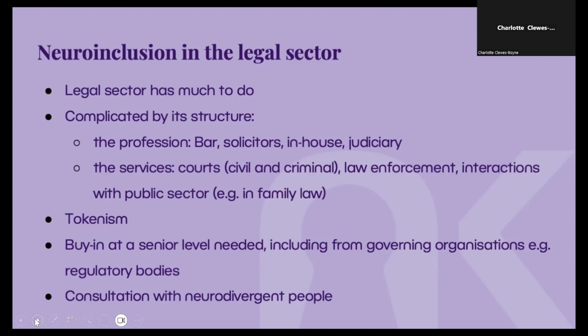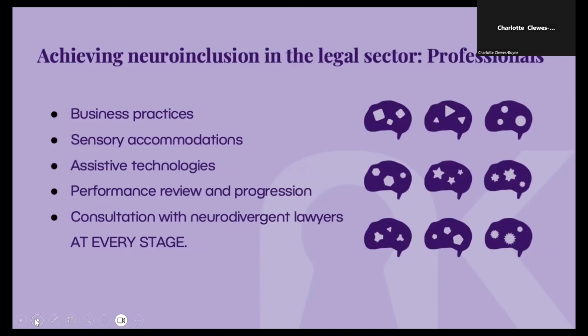So in order to address neuro-inclusion in the legal sector, there needs to be buy-in at a senior level to promote change throughout the industry. Change, especially cultural change, has to come from the top down. And this includes action and enforcement from governing organisations such as regulatory bodies. And there also needs to be consultation with neurodivergent people at all levels, as we've emphasised so far throughout these slides. And in terms of more practical steps that we can take to achieve neuro-inclusion in the legal sector, we've now got a couple of slides covering both the professional and the services side. So starting with professionals.